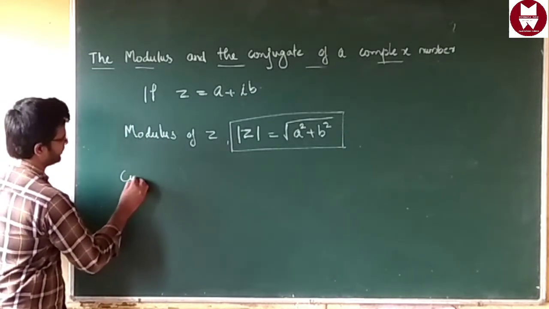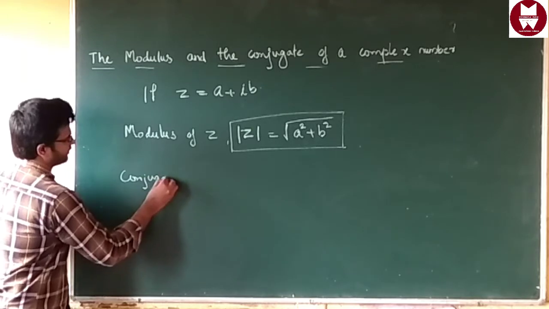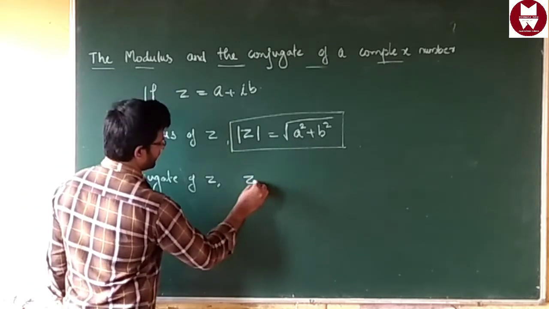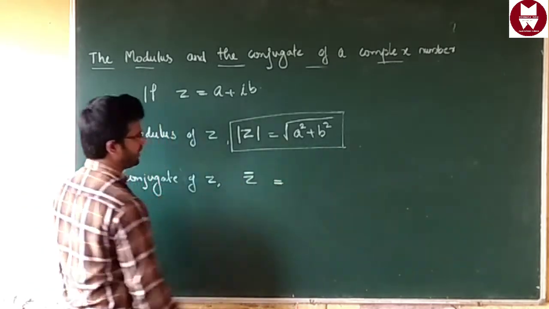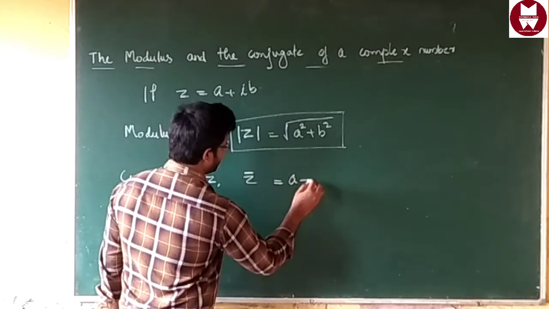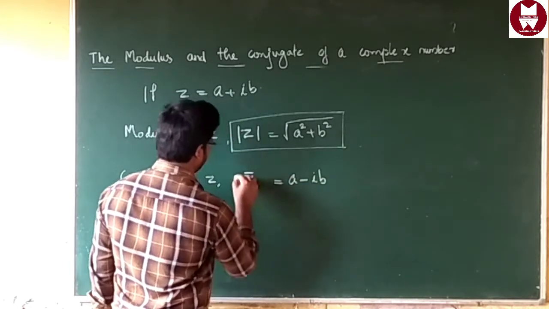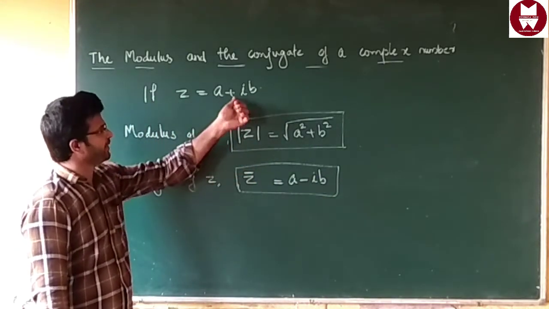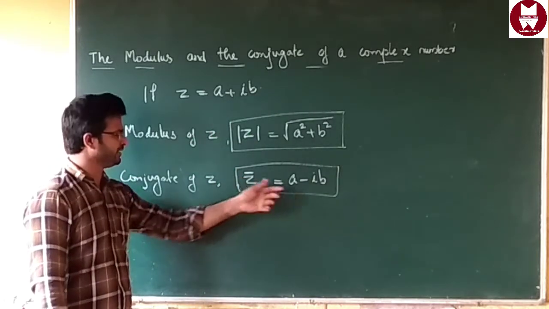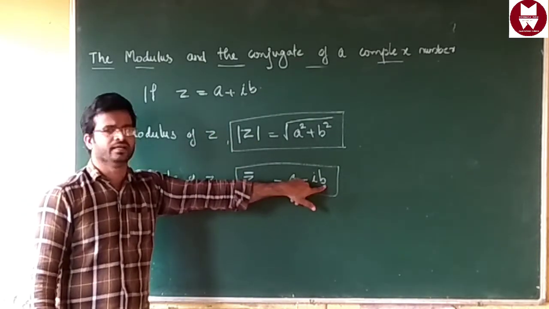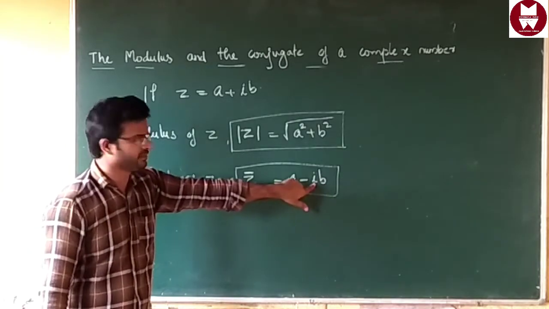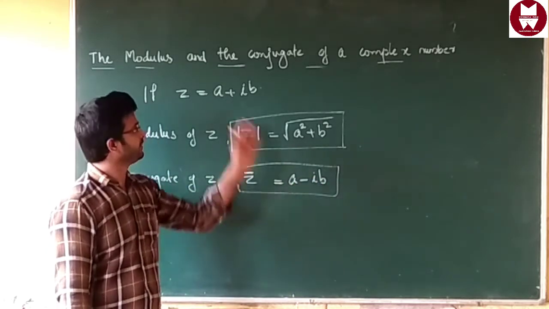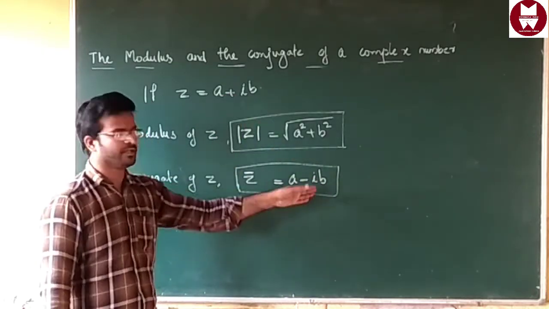Then the conjugate of z. The conjugate is represented by z bar, with one line. z bar equals a minus ib. Look, the given complex number is a plus ib, isn't it? When you take the conjugate, just change the sign of the imaginary part. The imaginary part means the part with i, which is bi. In the second part, change the sign. Here plus means write minus, and in case of minus, write plus.